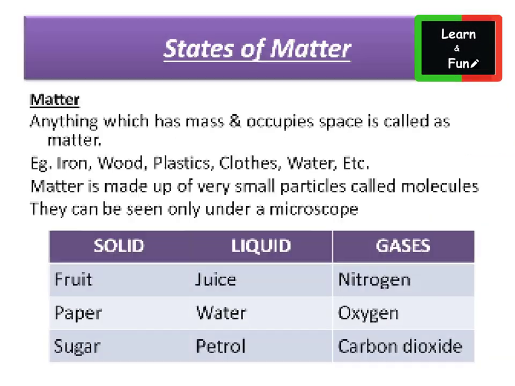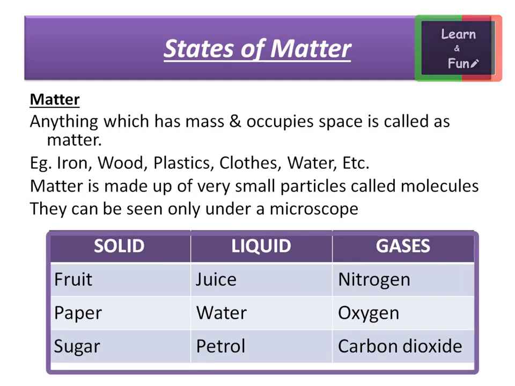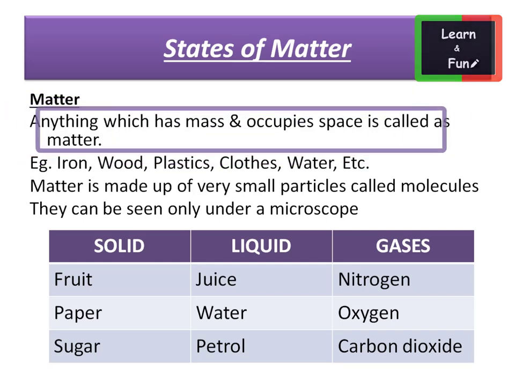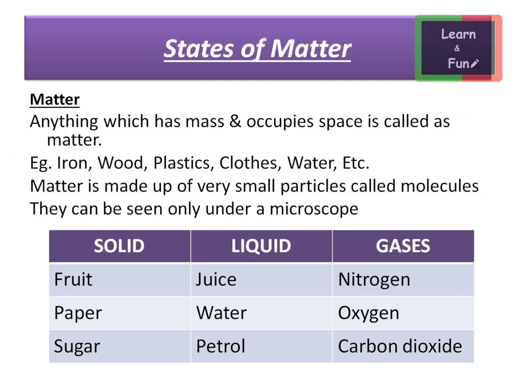Now we will see states of matter. We know that matter exists in 3 states: solid, liquid and gases. Let's see what is matter. Anything which has mass and occupies space is called matter. Examples are iron, wood, plastics, clothes, water, etc. Because they all have mass and occupy space.